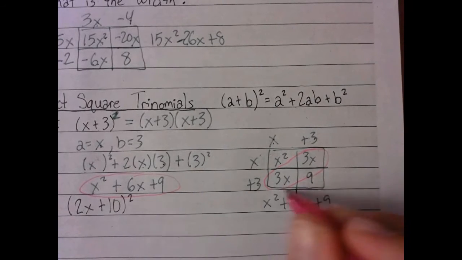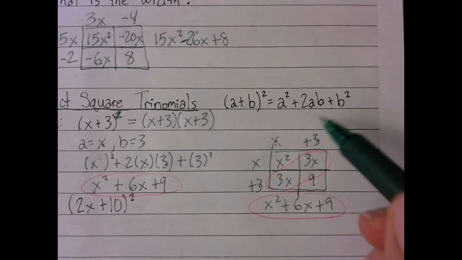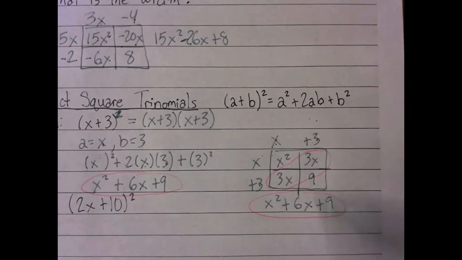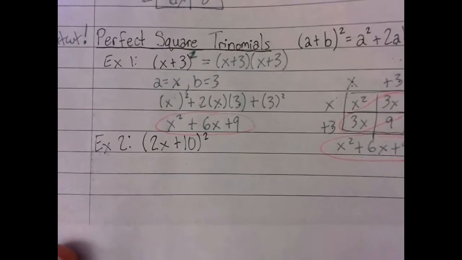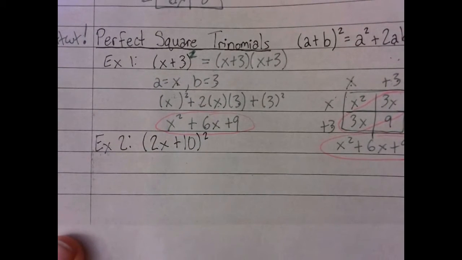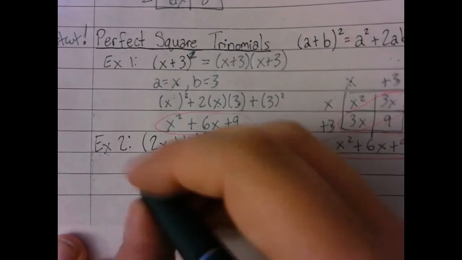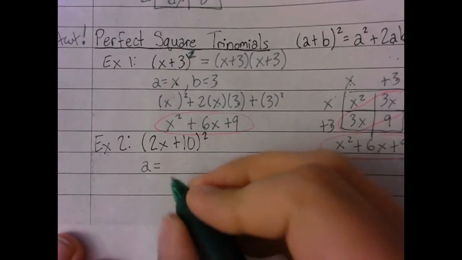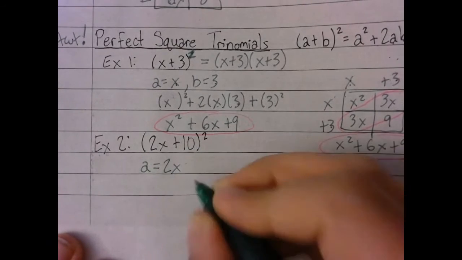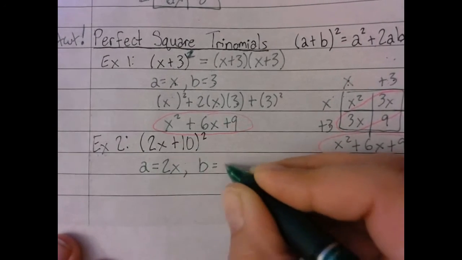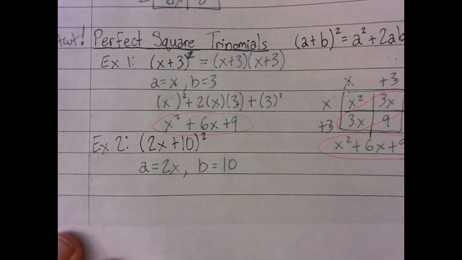So yeah, that formula works, but you don't have to memorize it. You don't have to ever use it because you can always use the box method. Try out this one, 2x plus 10 quantity squared. Okay, hopefully you realize that a equals 2x and b is going to be 10. Then just use your formula.